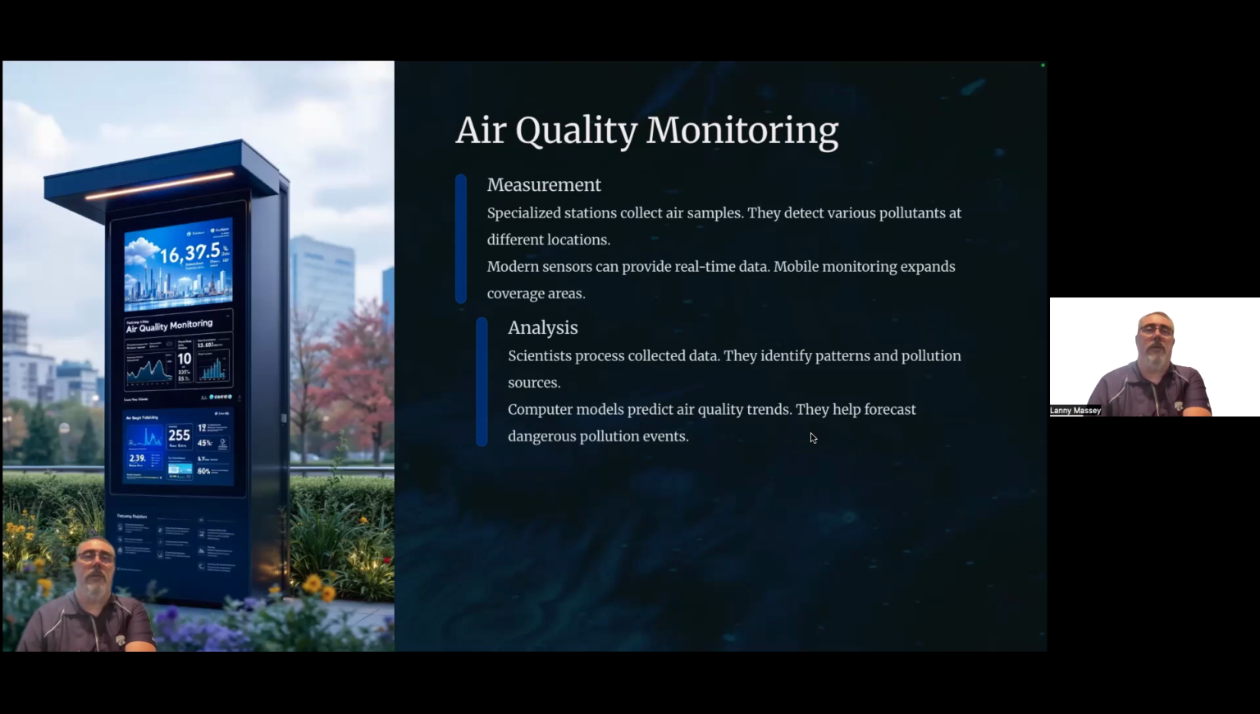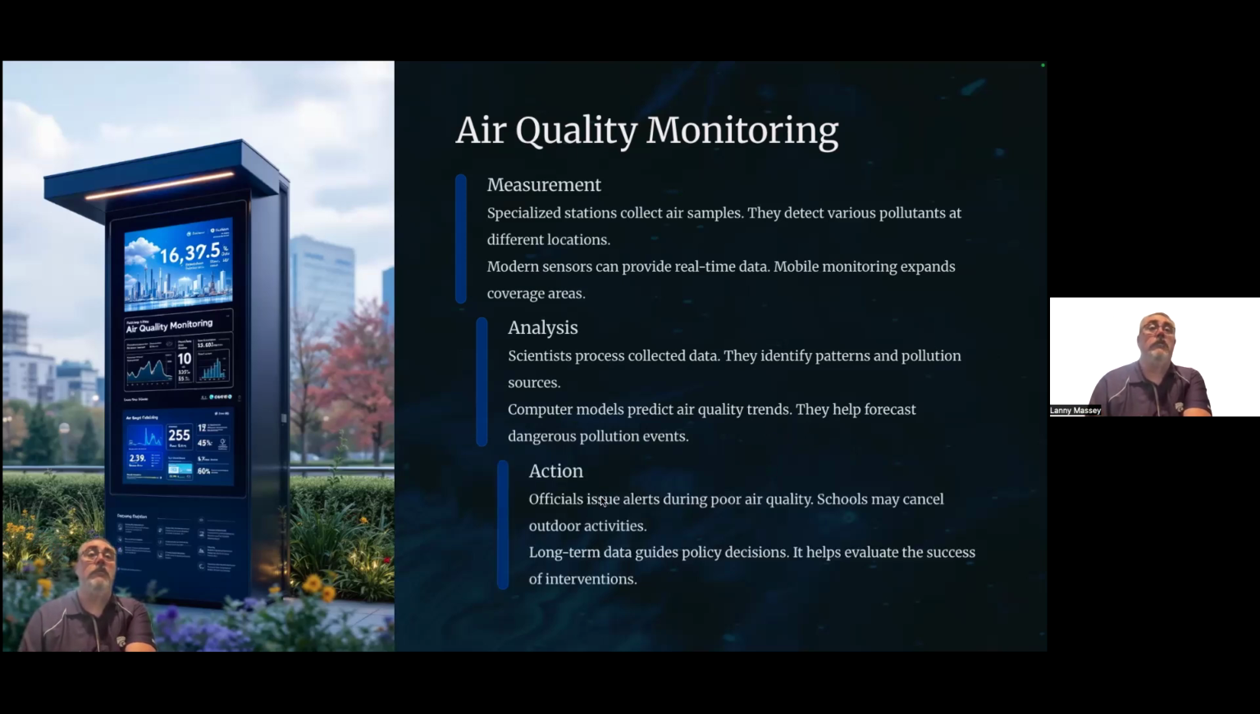Computer models can predict air quality trends. They can help forecast dangerous pollution events. And then finally, as I was talking about earlier, we can issue poor quality air alerts. We can also change government policy, things of that nature. So it helps us evaluate different interventions that we can provide as well.